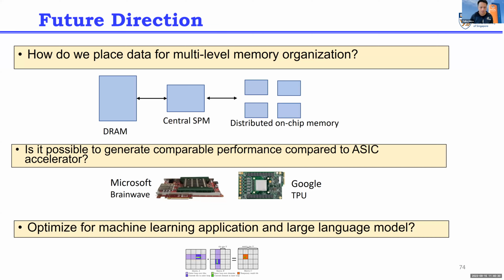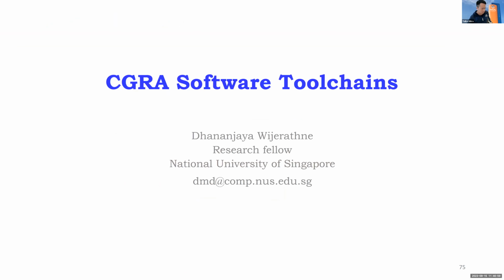And how do we optimize for machine learning applications and large graph models, large language models, right? ChatGPT is very popular these days, and there are some examples of running large language models on your mobile phone, right? So it's possible that we leverage the characteristics of CGRA to run the LLM, large language model, on our CGRA. So okay, thank you. I guess that's all for my part. I will pass it to DMD.